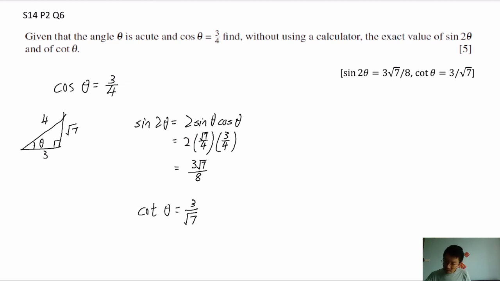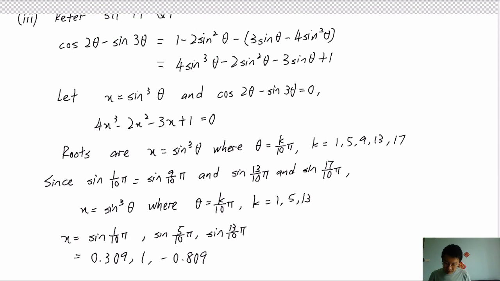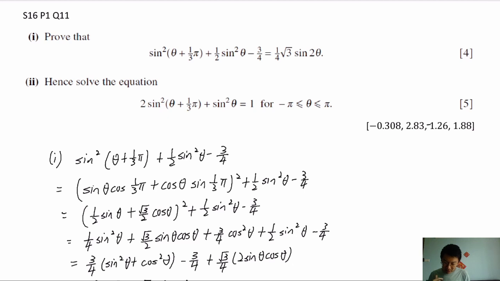Alright, so if you look at the next one, I guess we'll keep this question to the last, because it has a bit more working on it. Next question is to prove that sine squared theta minus 3/4 is equal to 1/4 times √3 times sine 2 theta.